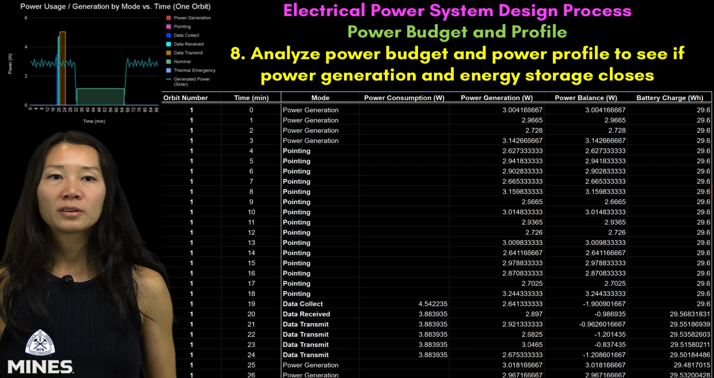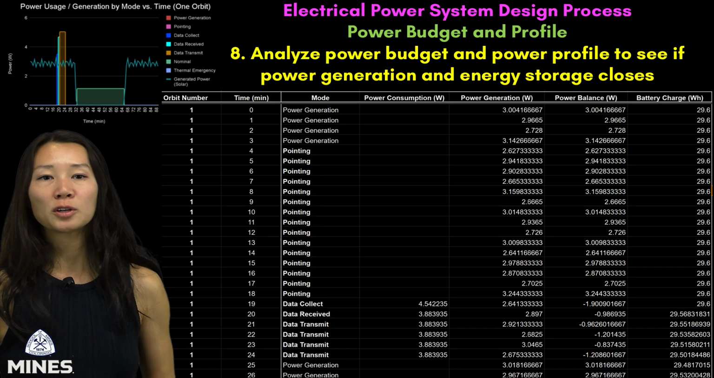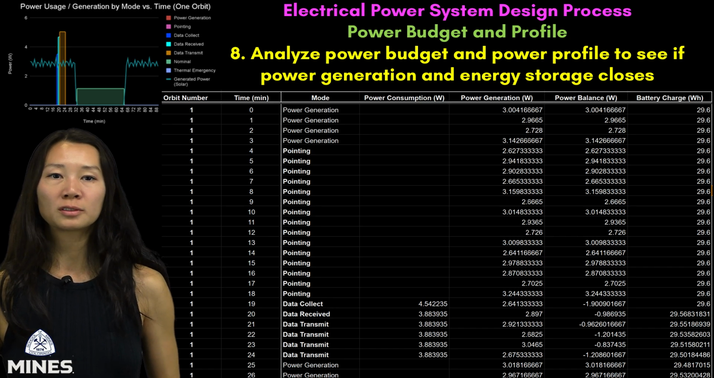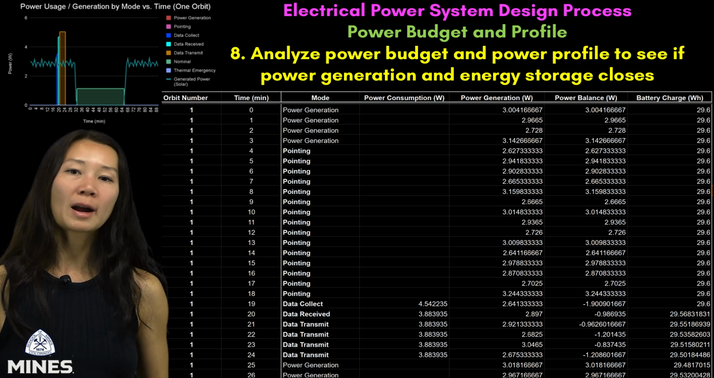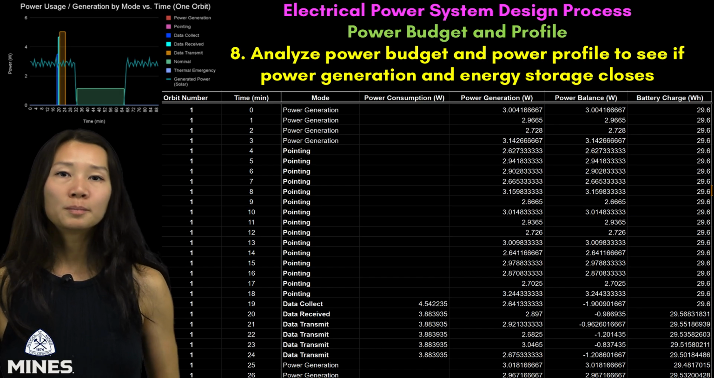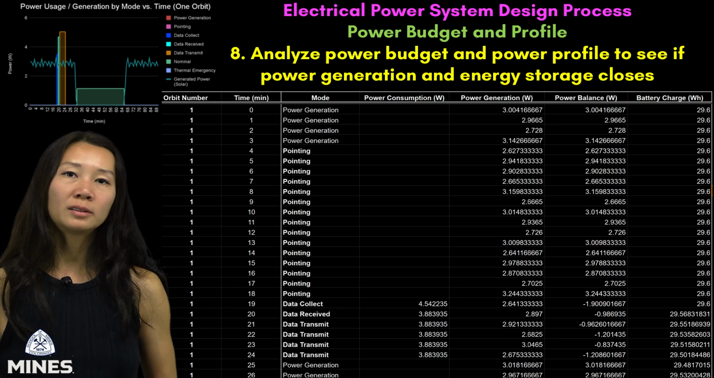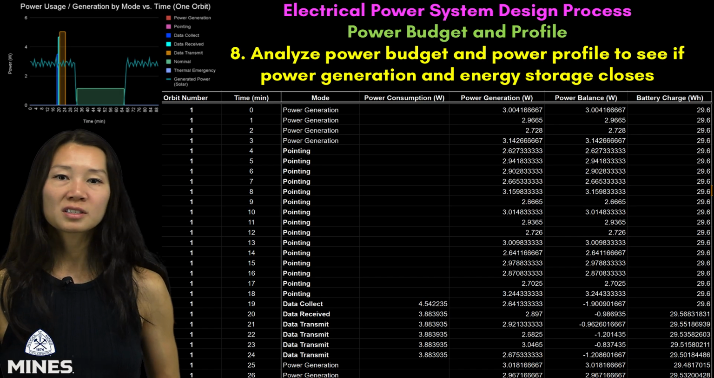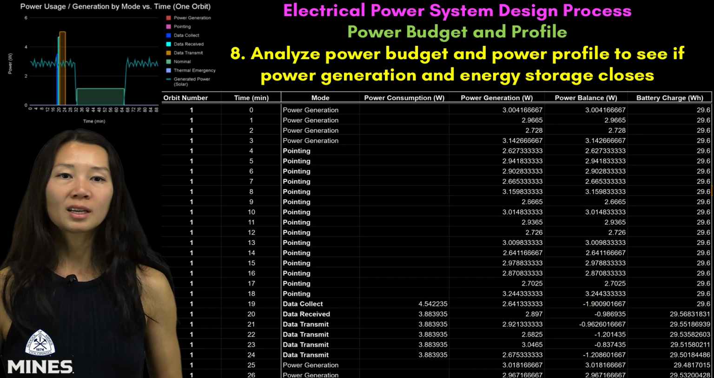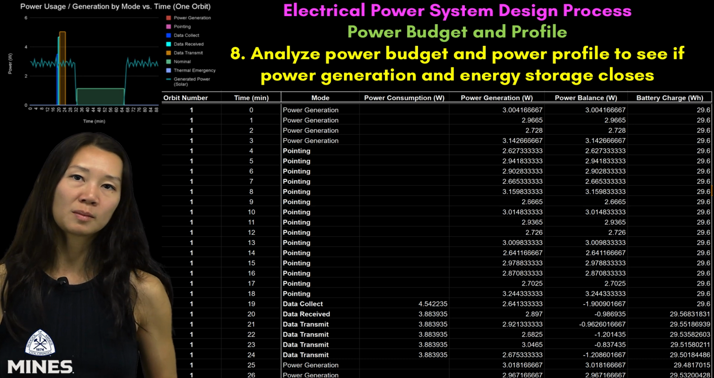Keep an eye out on the battery charge column. If it drops to 0, your design did not close, and you need to revisit your power generation and energy storage solutions, or reduce the power draw from other components, or change your concept of operations. Moving forward, if you wanted to make your design more robust, you could include conversion efficiency, margins, and eclipse buffers to generate more than enough power in case of unforeseen power losses.